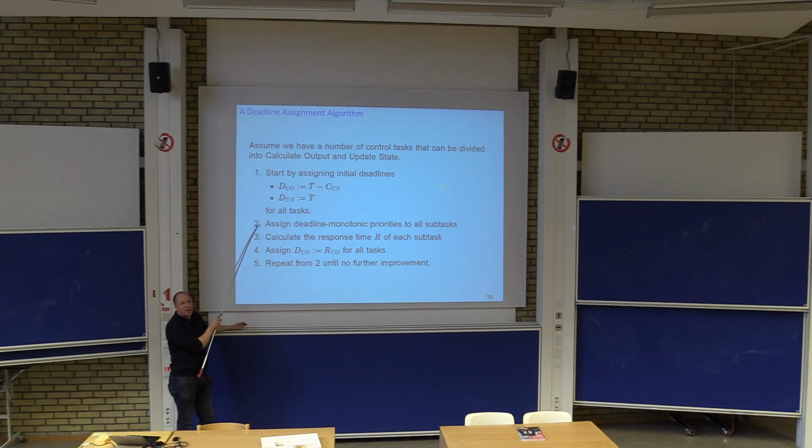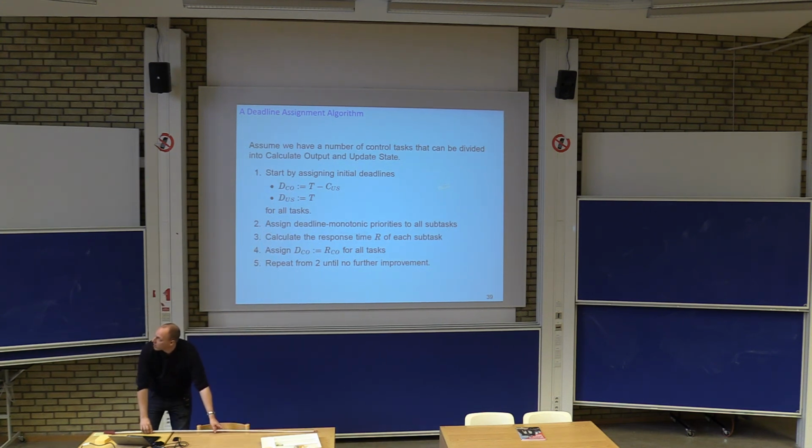So then we reassign the priorities with the new deadlines. It means that the relative priorities of the tasks can change now, because if you get a shorter response time, then you get a tighter deadline, and the task will have a higher priority. And then you calculate the response time again, and then you reassign the priorities like this until you reach a fixed point. So we will see with an example here.